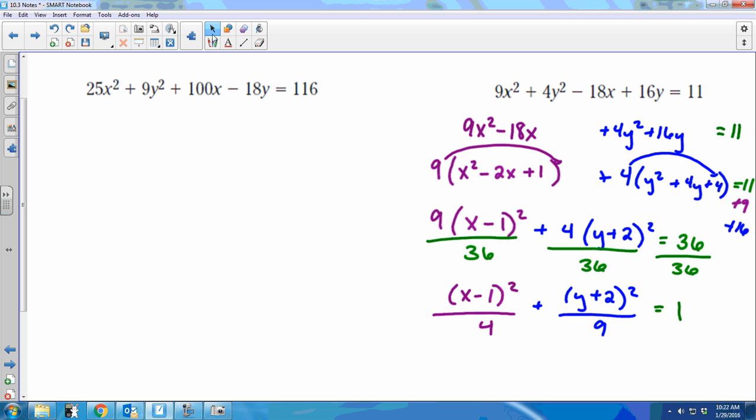So what's the center of this ellipse? 1, -2. Is it horizontal or vertical? Vertical. And so what is A and what is B? A is 3, B is 2. Questions about that? And A always has to be bigger than B, right?